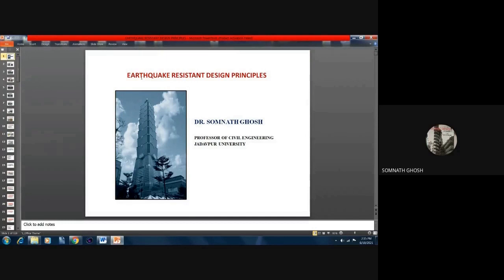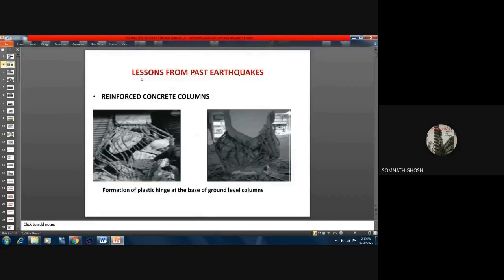Because you have to understand the principles, then you have to make the design, then finally you have to develop the drawing, and that will be recommended for construction. So these are the steps normally we follow in case of earthquake resistant design. Now, before I go into the deeper part of it, try to understand few things which you can say the lessons from past earthquakes.